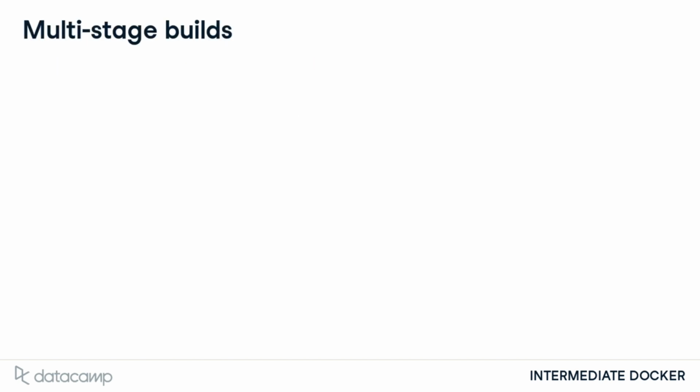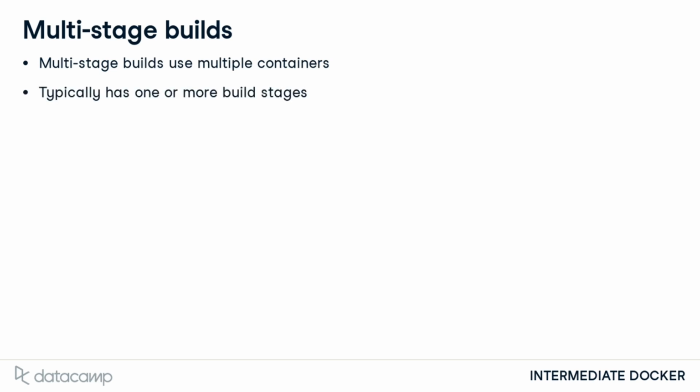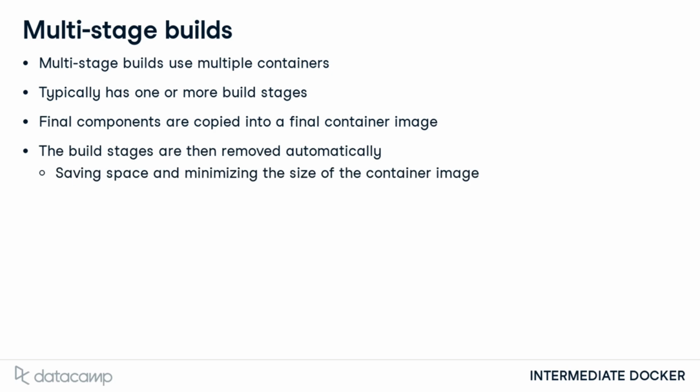A multi-stage build uses multiple stages or multiple containers for different steps of the build to create a final container image. Typically, a multi-stage build has one or more build stages where data or binaries are prepared or compiled in some fashion. These components are then copied into a minimal final container image, saving space. The containers used in the build steps are then removed automatically. To accomplish this, Docker supports some additional syntax we've not seen in the Dockerfile yet.